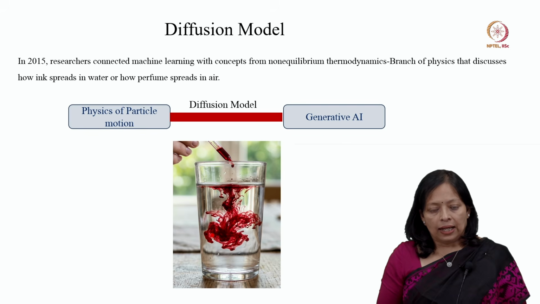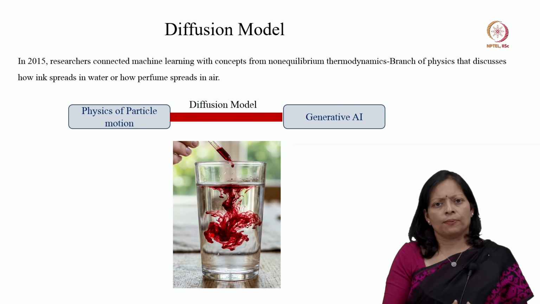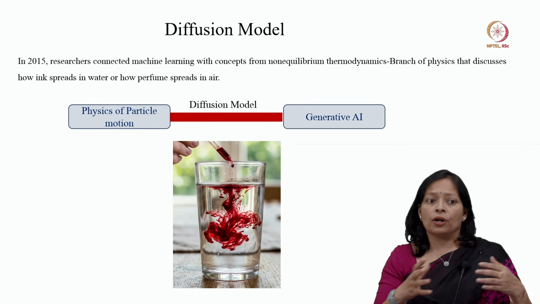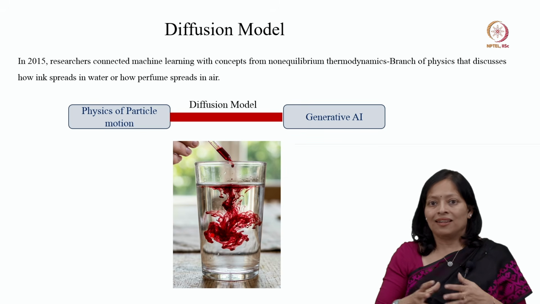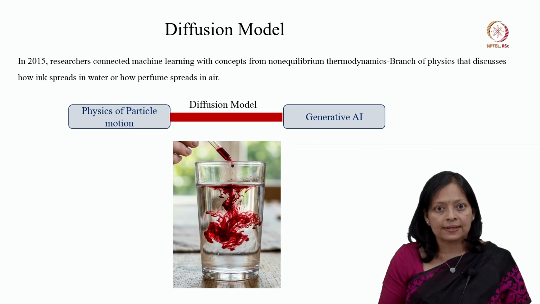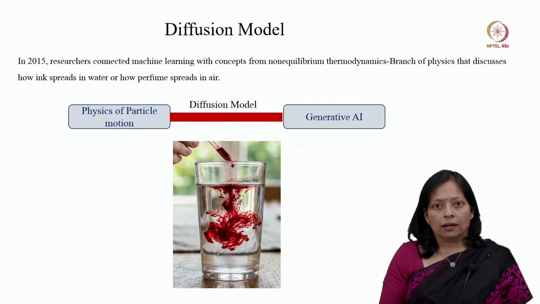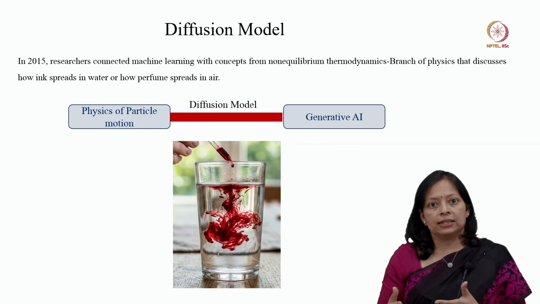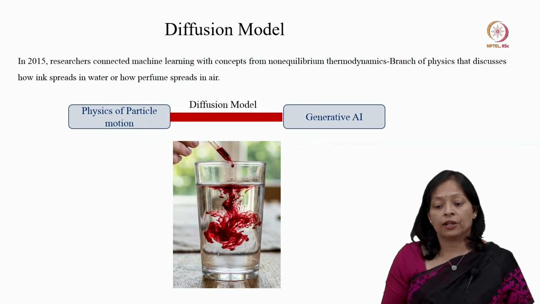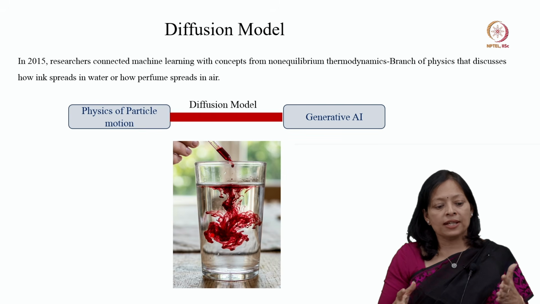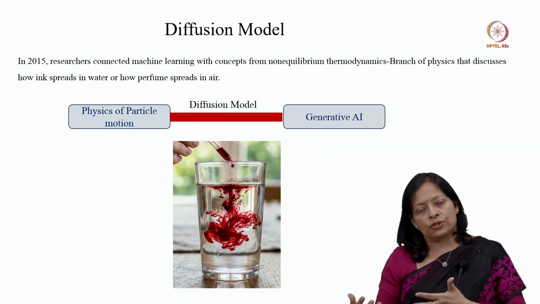Okay. Now, we will have a look at what this diffusion model is, and how diffusion, which is a physics phenomenon, became a significant thing in generative models. So, in 2015 researchers connected machine learning with the concept of non-equilibrium thermodynamics, which is a branch of physics which speaks about the movement of particles from a region of higher concentration to a region of lower concentration.